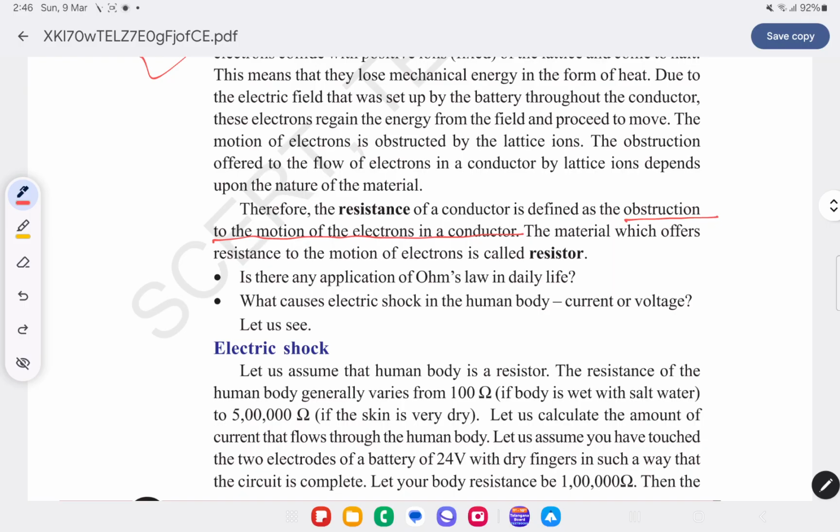So, in a conductor, when electrons are trying to move, resistance will try to stop them, right? Because of resistance, the speed of electrons will come down, just like because of a speed breaker, vehicle speed will come down. Same way, okay? And any material which is offering resistance to the electrons is called a resistor.